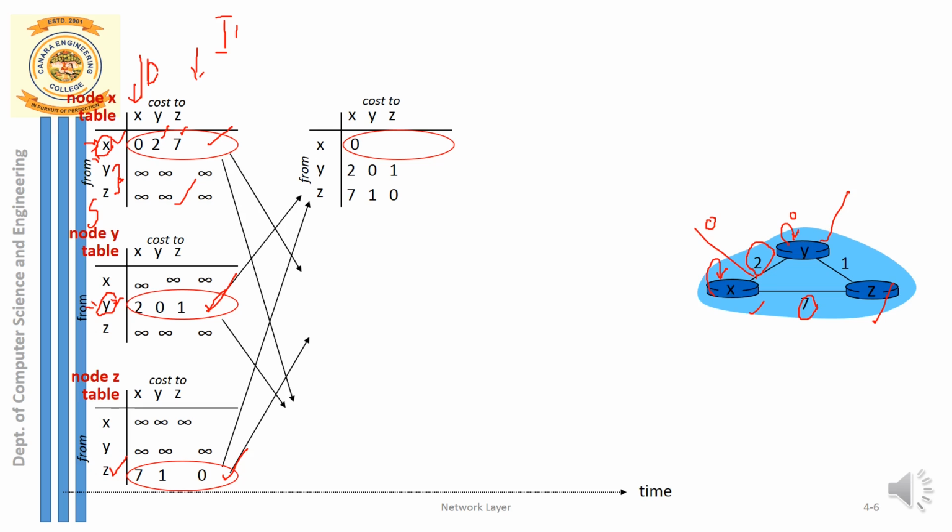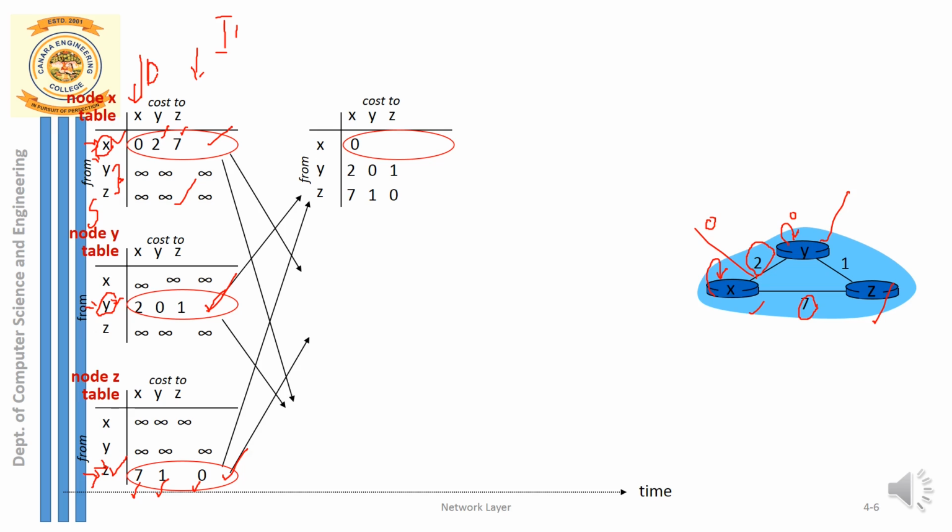Next we have the source node z, wherein the initial values are z to x is 7, z to y is 1, and finally z to z is taken as 0. All the other values are set to infinity. The meaning is, again, we are initializing only the source node z values.